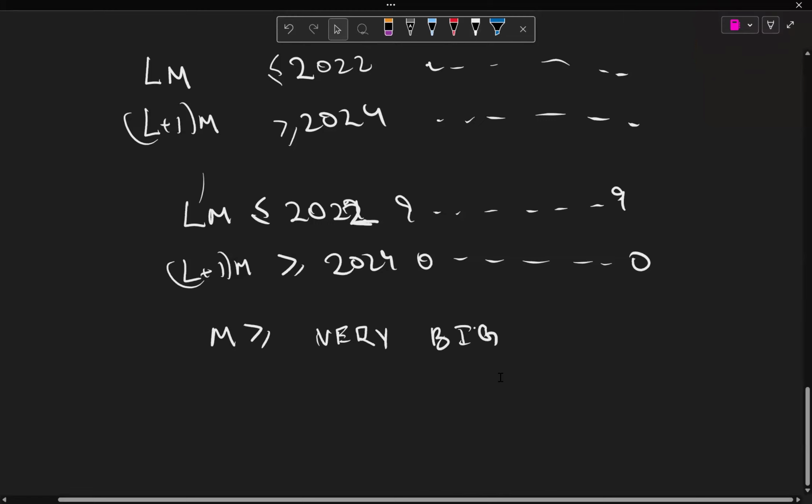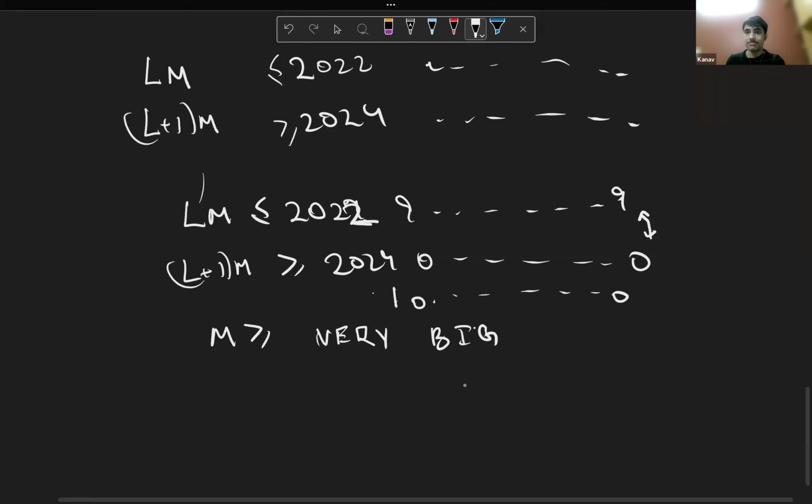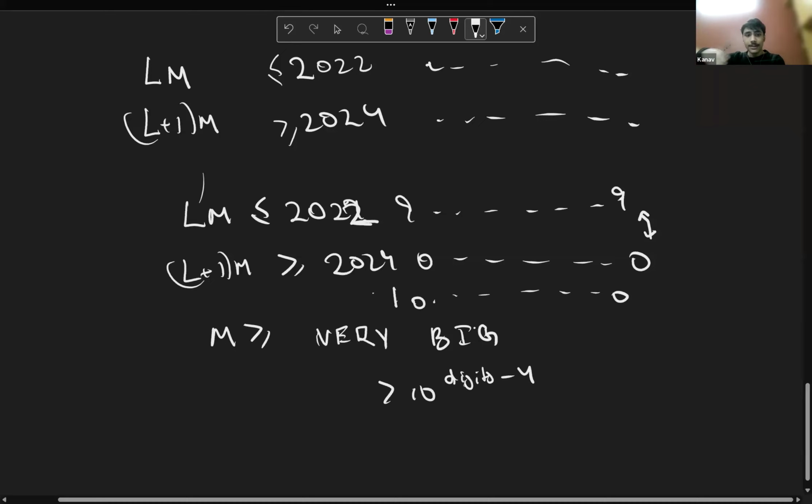Wait, what was the contradiction again? The point is LM can get very large digits, right? Okay, yeah. And the difference of these two numbers will also get very large. Does that make sense? Okay. It's at least like 1 0 0 0 0 0, 10 to the k minus 4 is the distance. This is bigger than 10 to the digits minus 4. And the digits can get very big, so this should be a contradiction. Does this make sense to everyone?